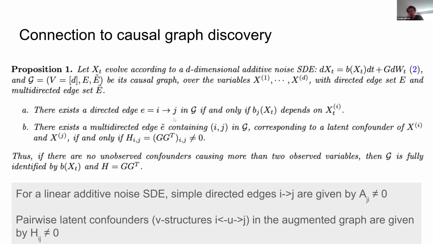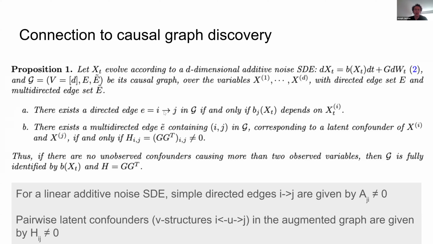So now a bit of a segue. Vince and I, who's here also, are really interested in causality, so we want to make this connection to causal graph discovery as well. It turns out that given our estimates of our drift, b(X,t) or A, and our diffusion, G H G transpose, we can basically get the entire causal graph.